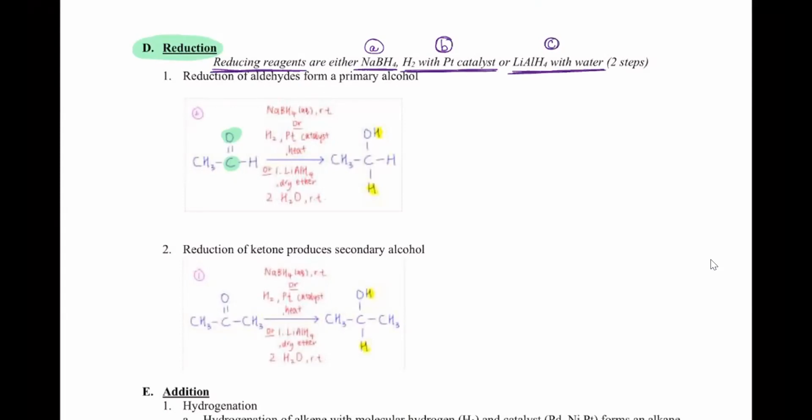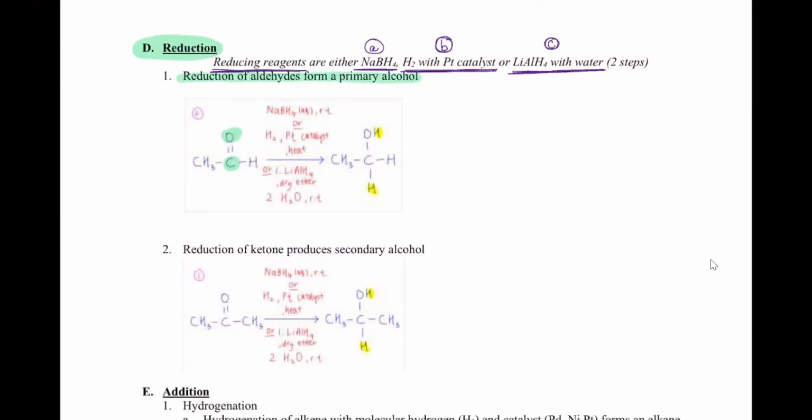It doesn't matter if it's the NaBH4 or the H2 with Pt catalyst or the LiAlH4, which is lithium aluminum hydride. It doesn't matter which one is used. All of them will accomplish the same thing, which is if you start with a molecule that has a carbonyl, then the oxygen in the carbonyl gets a hydrogen, the carbon in the carbonyl gets a hydrogen, okay? So let's look at the first reaction, which is the reduction of an aldehyde to a primary alcohol, okay?